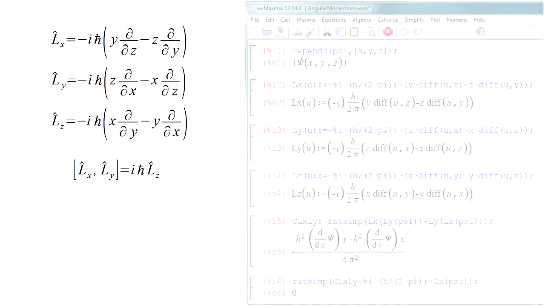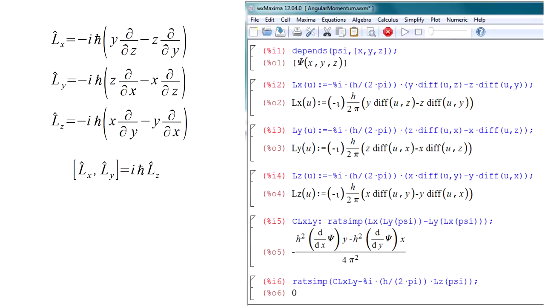So we open up Maxima and we say depends psi on the three values x, y, and z. Okay, so psi is a function of position in space. We define our three angular momentum operators. Lx operating on a wave function u is defined to be minus i h over 2 pi, that's h bar, times the quantity y times the slope of u in z minus z times the slope of u in y. And then similarly for Ly and Lz. So those are our three operators.